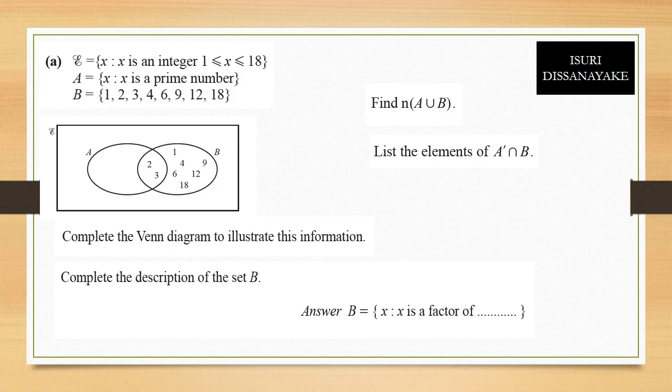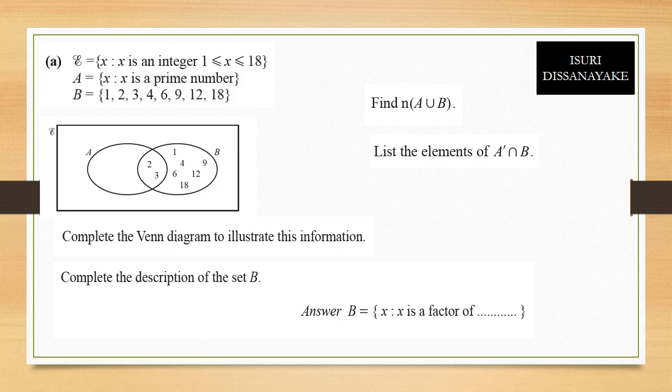Also, you have to fill in the blank over here. It says X is a factor of, so it refers to set B. Look at the elements of set B and tell me these given elements 1, 2, 3, 4, 6, 9, 12 and 18 are the factors of which number? That's what they ask for part B. They also ask you to find the number of elements in A union B. For that you have to list down the elements of A. Then list the elements of A dash, which is A complement, intersect with B, common with B.